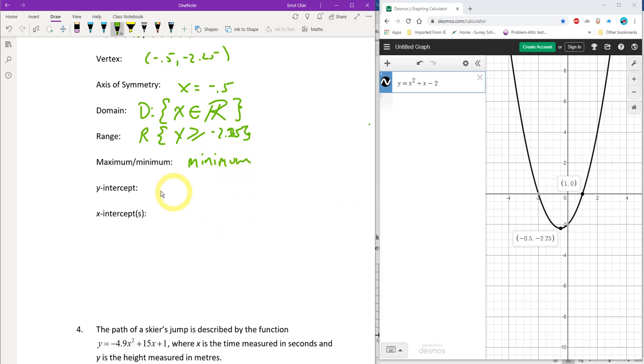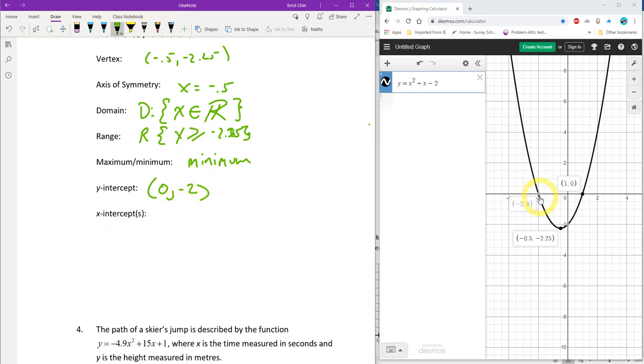All right? Y-intercept. Where does it cross the y-axis? Oh, y-intercept right there. So what you do is you relocate where it crosses the y-axis and you record that. My y-intercept is at x equals 0 and y equals negative 2. All right. That's easy enough.